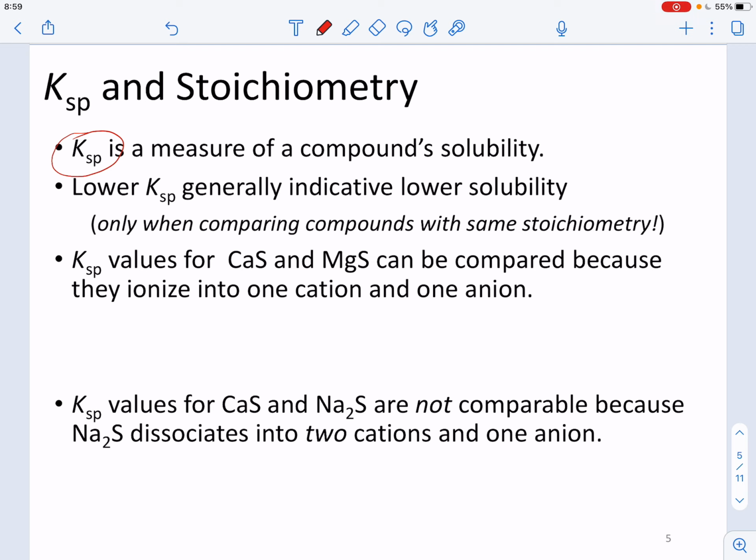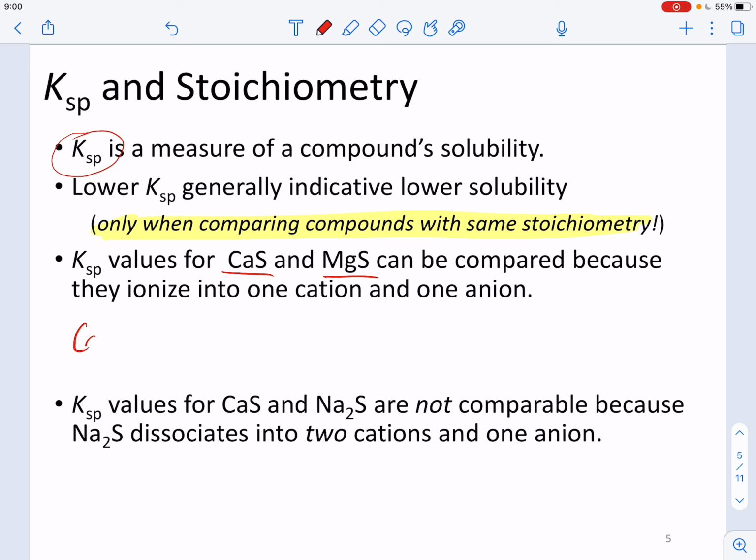But if you want to use Ksp to compare solubilities of different compounds, then you have to be careful, because you can only do that if you are comparing compounds that have approximately the same stoichiometry. Now, what does that mean? If we are comparing, for example, calcium sulfide and magnesium sulfide, then we can use Ksp to compare the solubilities.